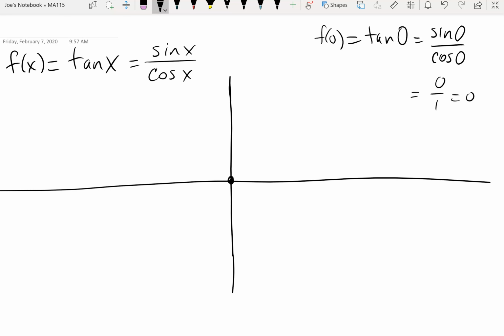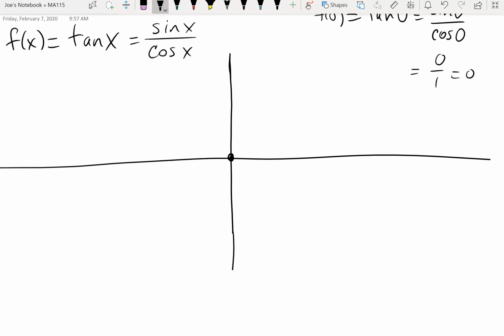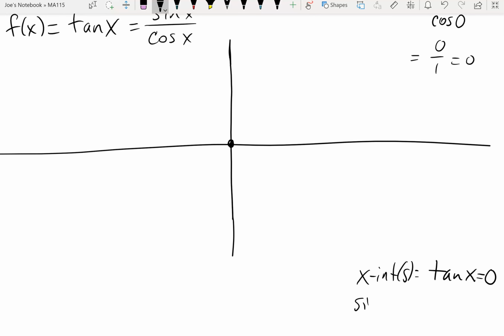And then how do you find x-intercepts if you wanted to do those? What do you do? Yeah, you set the function equal to 0, right? That's how we do x-intercepts: you set y equal to 0 and solve for x. Now, I'm not as interested in solving for x as I am in thinking about the properties here. Tangent, again, is equal to what? The sine over the cosine. So what we're really interested in is where a fraction is equal to 0, because I've got sine over cosine.